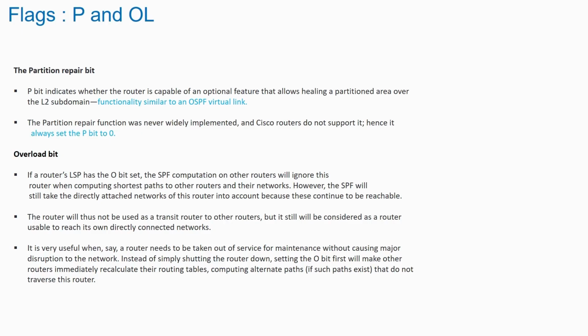The overload bit is a very useful feature when a router needs to be taken out of service for maintenance without causing major disruption to the network. Instead of simply shutting down the router, setting the O bit first will make other routers immediately recalculate their routing tables, computing alternate paths that do not traverse this router.